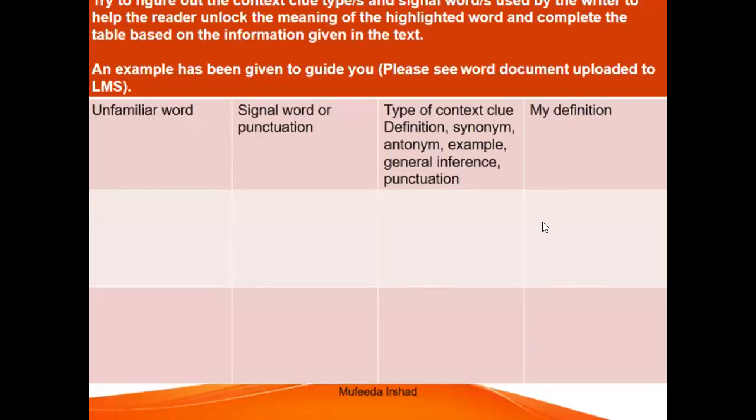This is the table that I was referring to. Please complete the table based on the information given in the text. I have given an example to guide you. Please refer to the Word document uploaded to the LMS.